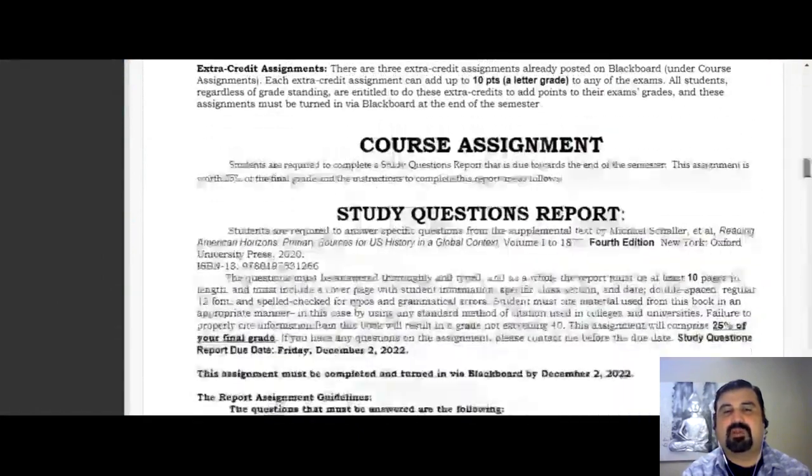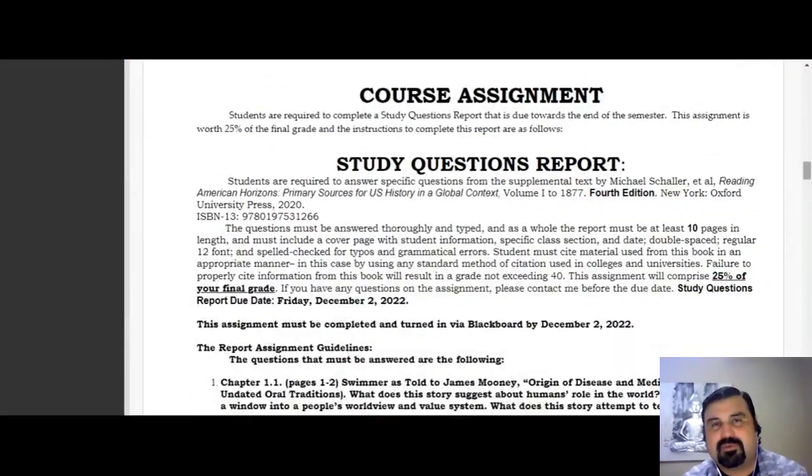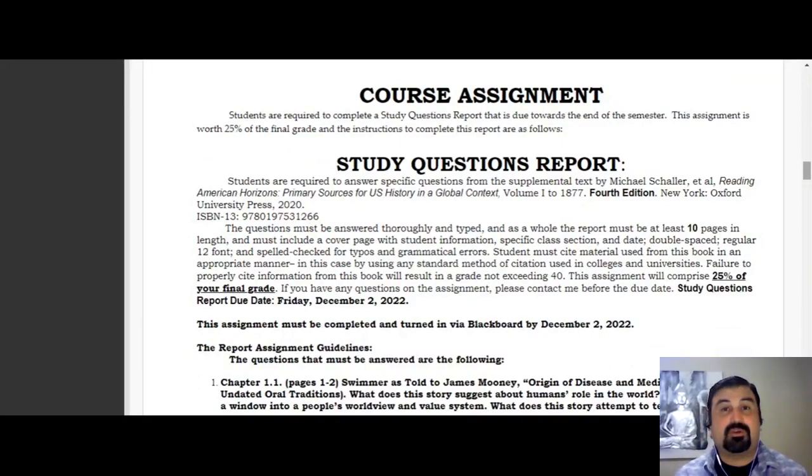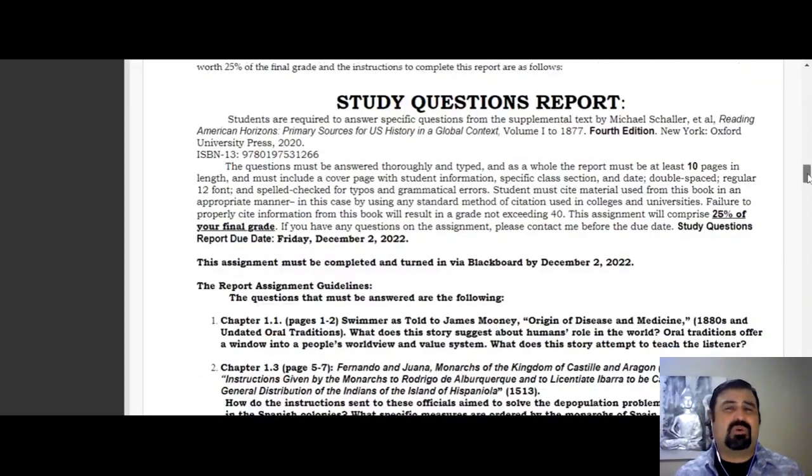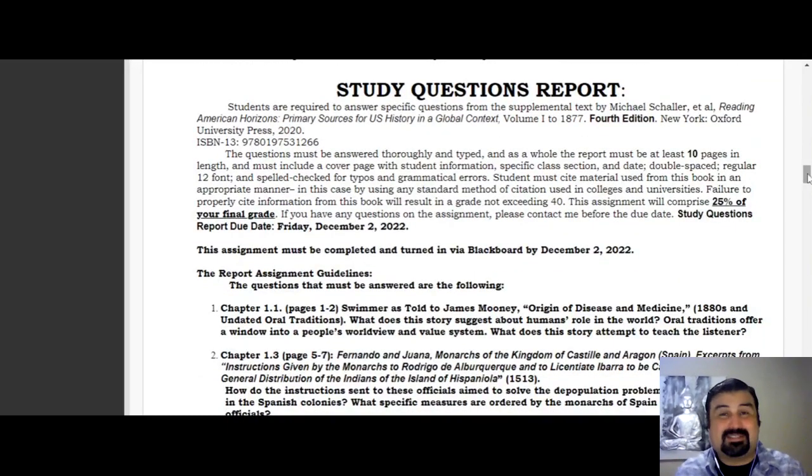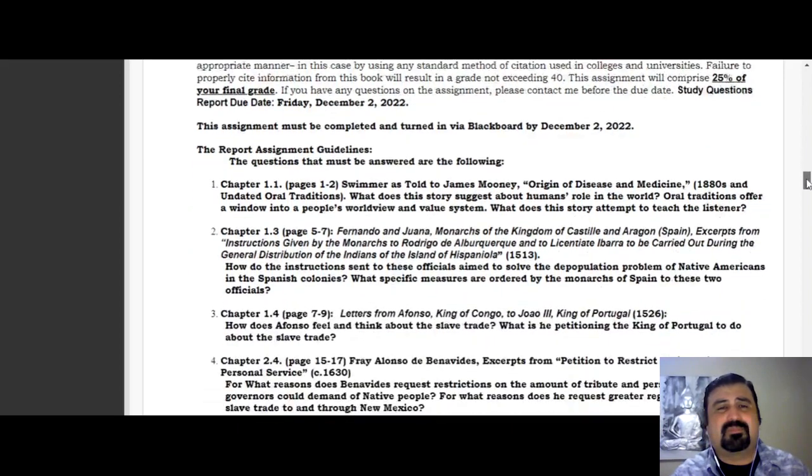Now the report. There's only one course assignment for this class that is due at the end of the semester. This is where you're going to use this book right here, fourth edition. I titled it the Study Questions Report because that's what it is. Again, I selected 10 documents from this text for you to read. They're short. Read and answer a series of questions on those documents.